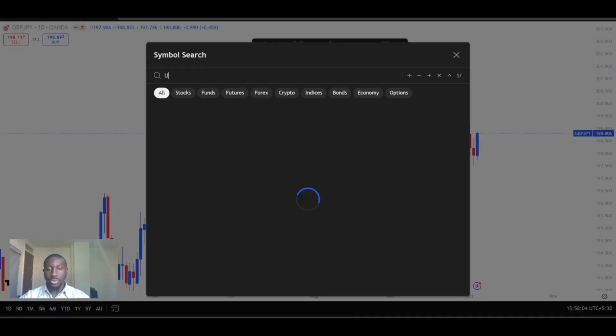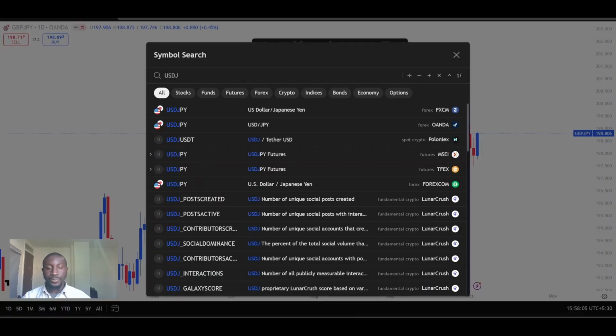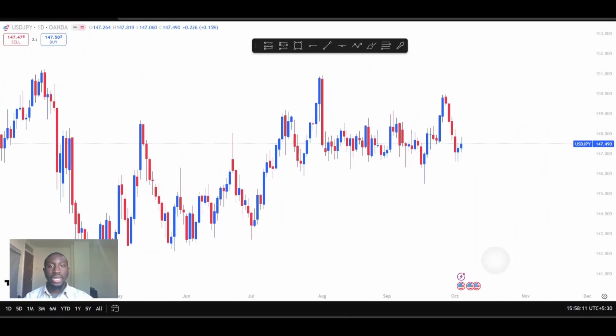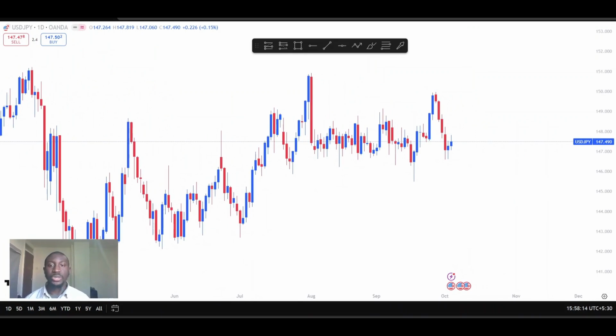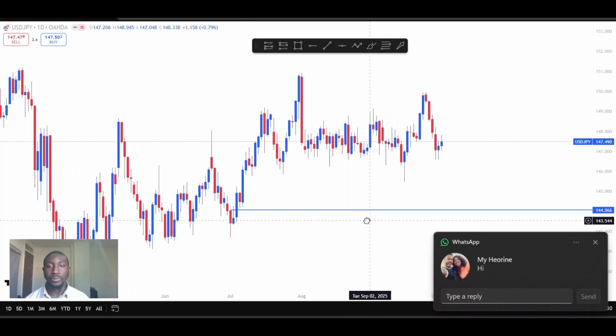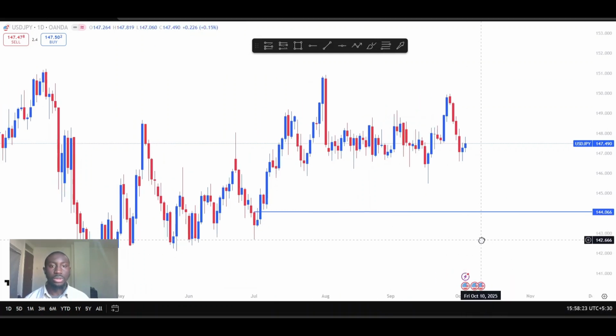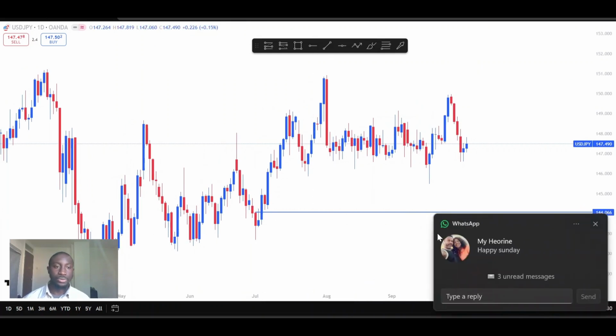So let's go to USD JPY. Now for USD JPY, if you see now, I've always been anticipating to buy from this low. From this low. To buy from this low.